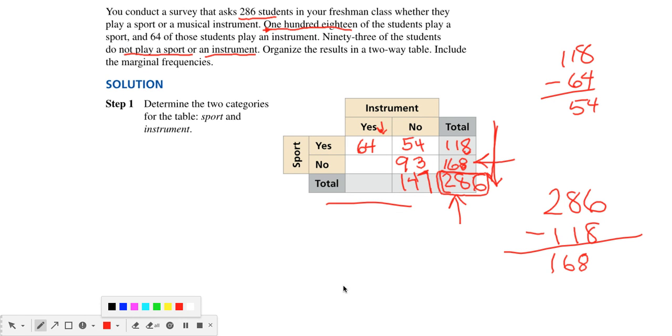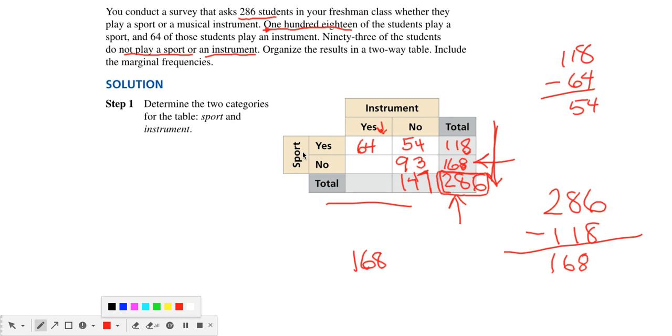Okay, so there's a variety of things you could do first, right? You could have figured that part out first, or you could juggle different values around. But why don't we go across the no values? So the total number of no's would be 168. As long as we did our arithmetic over here correctly, then this should work out correctly in the middle.